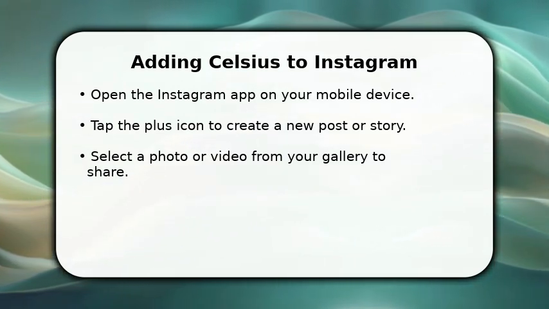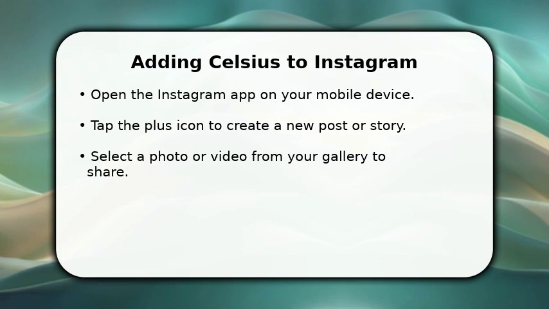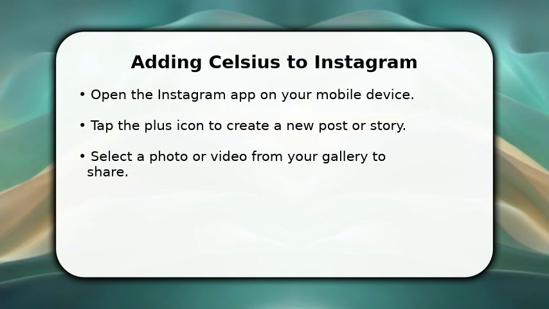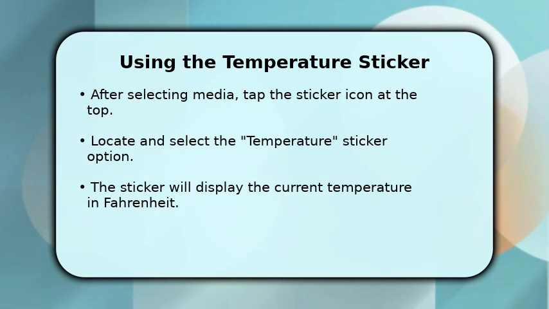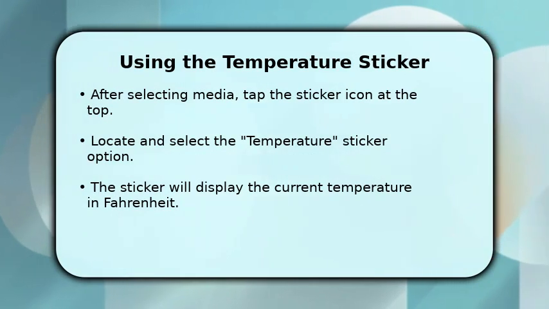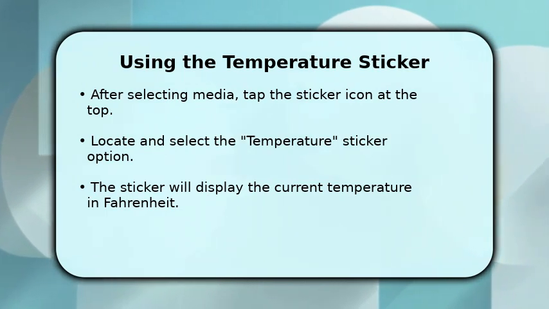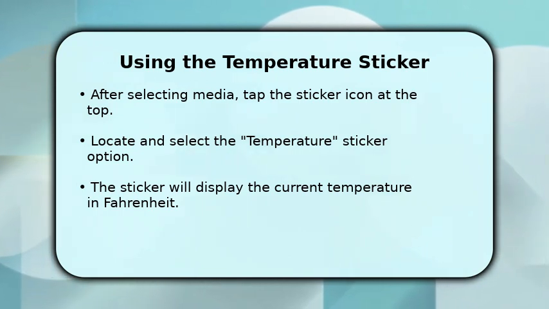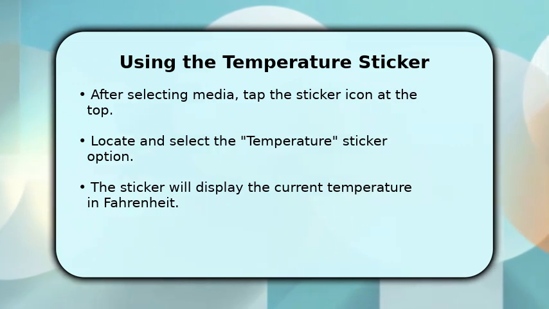This initial step sets the stage for customizing your content with temperature information. We will guide you through the process smoothly. Once you have selected your media, look for the sticker icon at the top of your screen and tap it. A menu of various stickers will appear. Scroll through these options until you find the temperature sticker and select it.